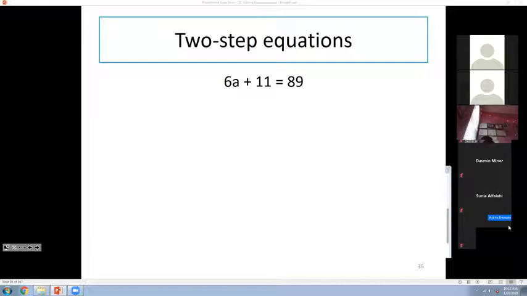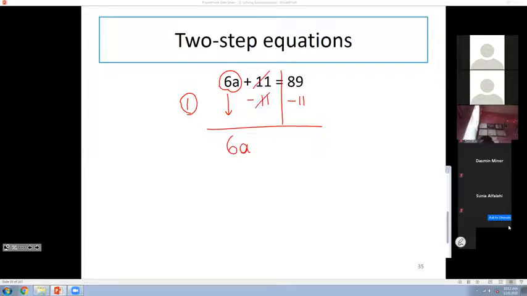Kevin, how we can take away 11 then? We subtract. You are awesome. We always take away the numbers by doing inverse operations. And the inverse operation of addition we learned yesterday is subtraction. And we have to do the same thing to the east side. This is my first step. And bring this one down. The first term, 6A. And 11 minus 11 is 0. Is equal to 89 minus 11 is 78.